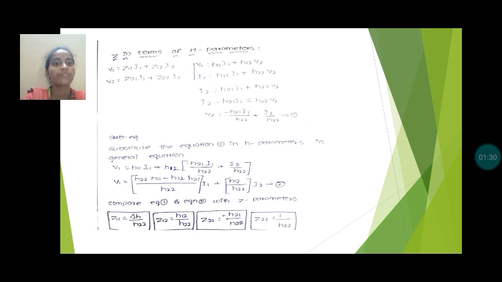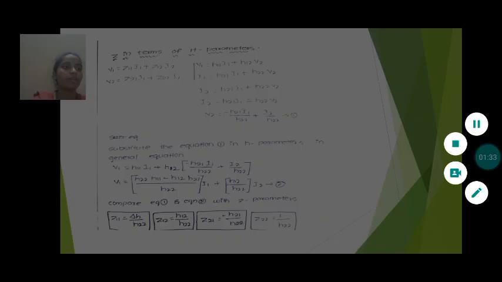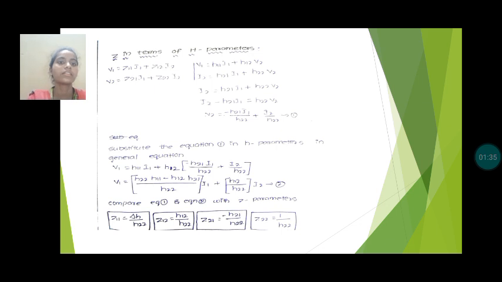This is equation 1. Substitute equation 1 in the H parameters. In the general equation, V1 equals H11 I1 plus H12 V2, where the V2 value is minus H21 I1 by H22 plus I2 by H22. Here V1 equals (H22 H11 minus H12 H21) by H22 into I1 plus H12 by H22 into I2. This is equation 2. Compare both equation 1 and equation 2 with Z parameters.